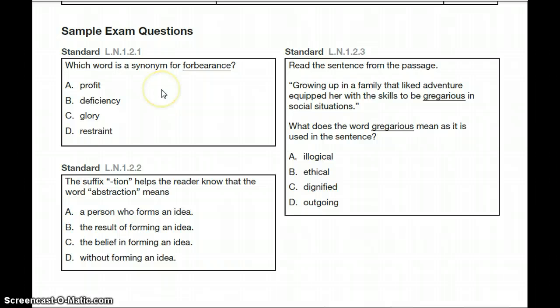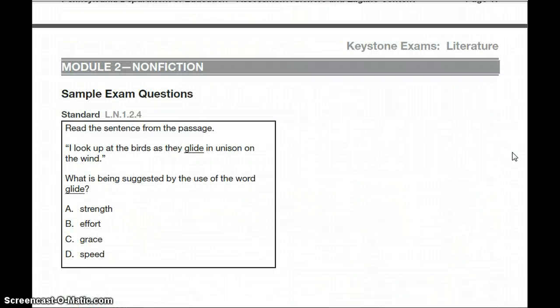So again, some examples here. Synonym for forbearance. The suffix tion helps the reader know that the word abstraction means. Reading a sentence from a passage to find the context to try to figure out what gregarious means. Again, reading a sentence from the passage and trying to figure out the use of the word glide, or why the word glide is used to describe the birds.